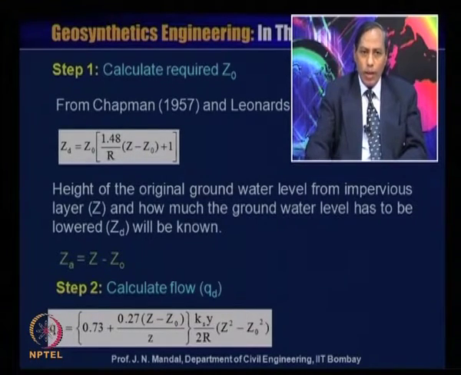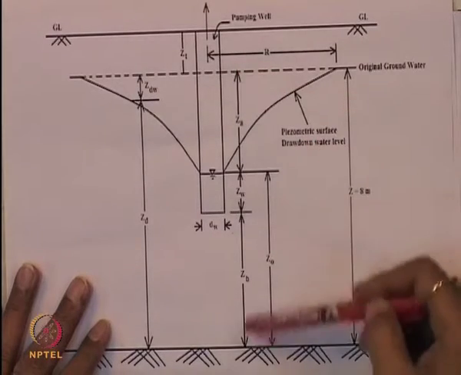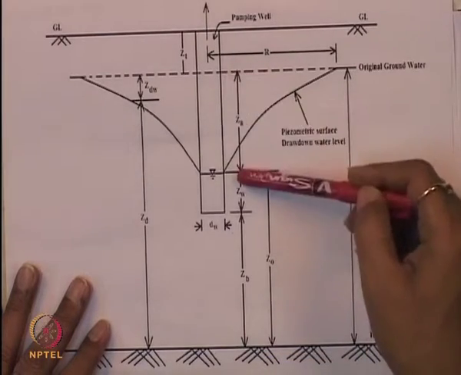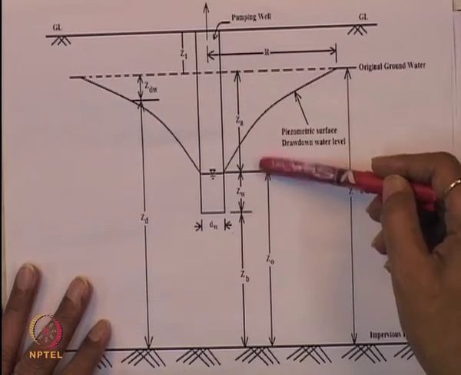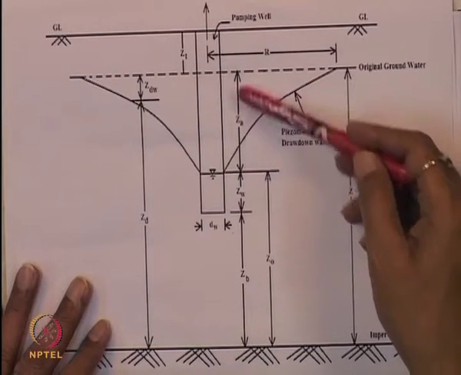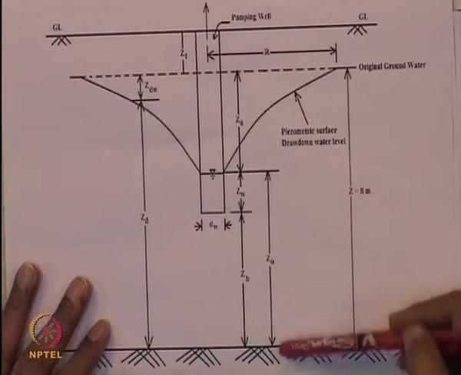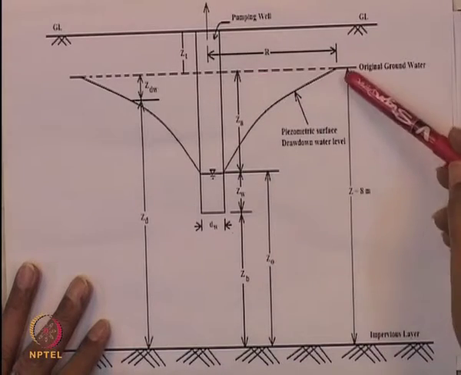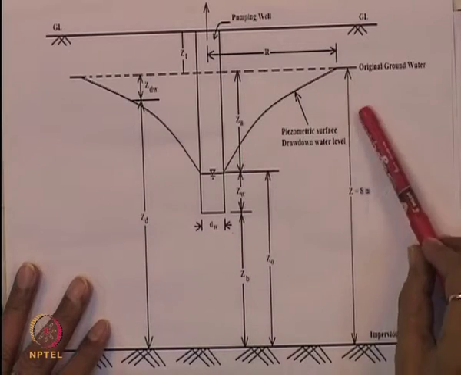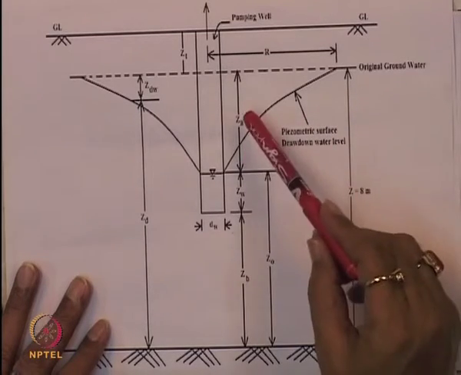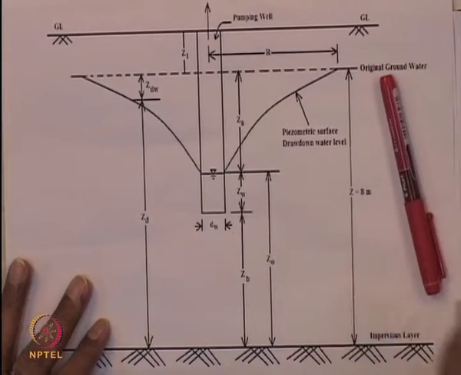That means that if you look at this figure, it is the ZA, this is ZA, how much the groundwater level has to be lowered. So ZA is equal to, this is Z and this is Z0. So ZA will be equal to Z minus Z0. That's why we have calculated that ZA will be equal to Z minus Z0.